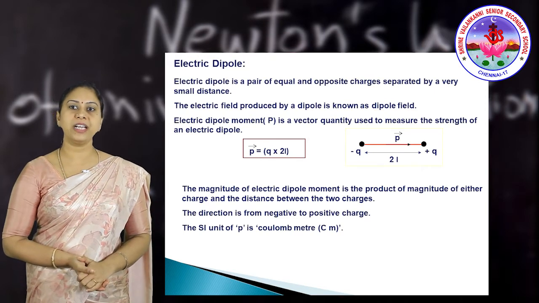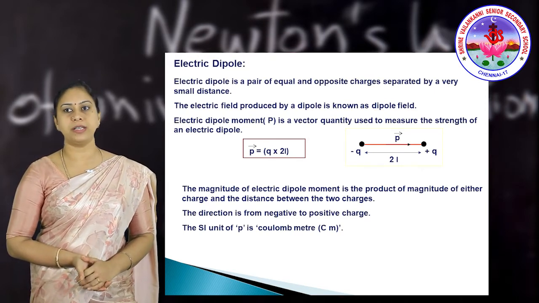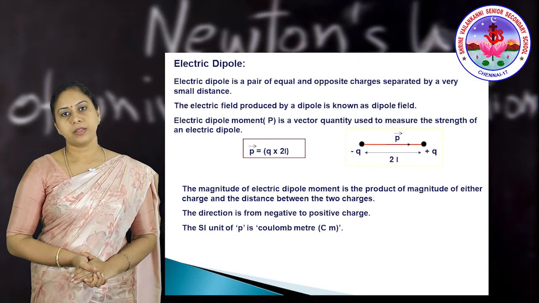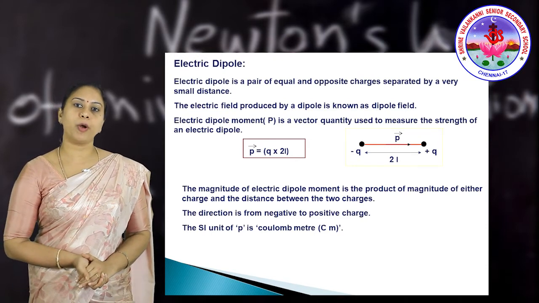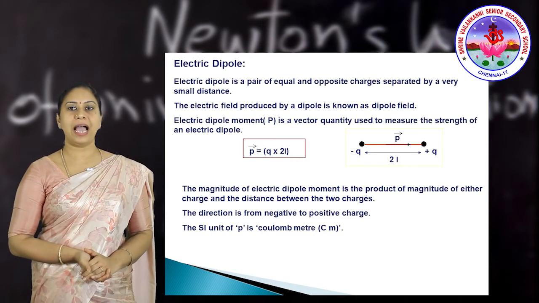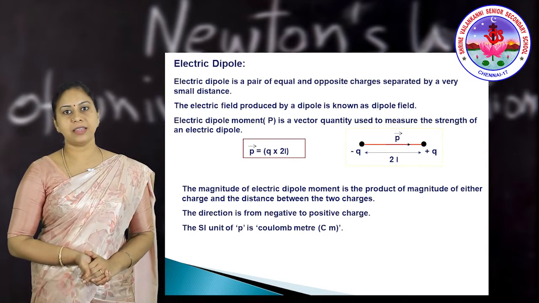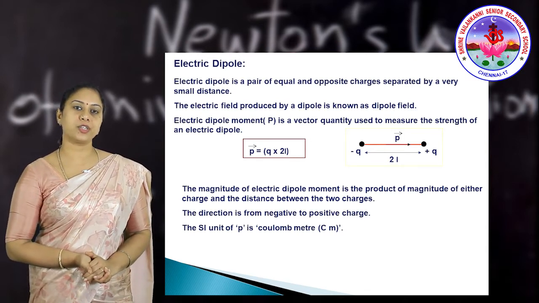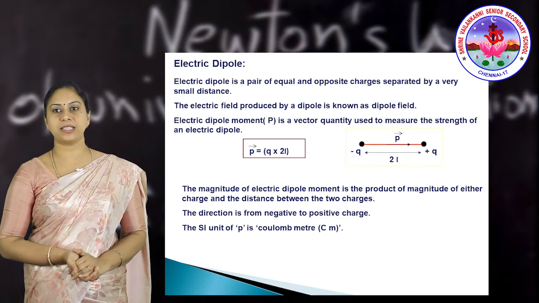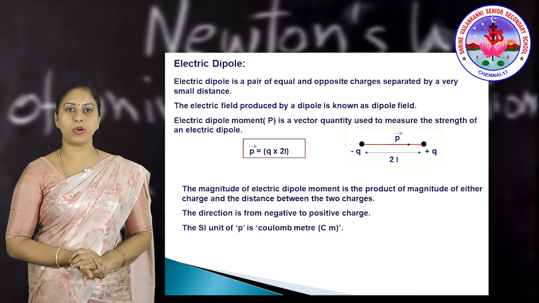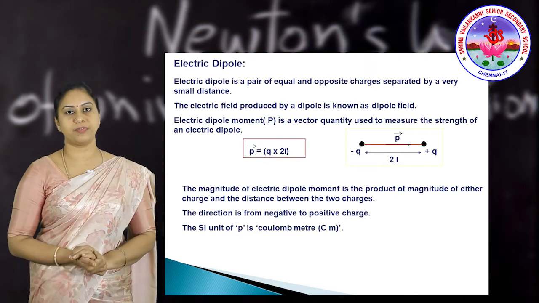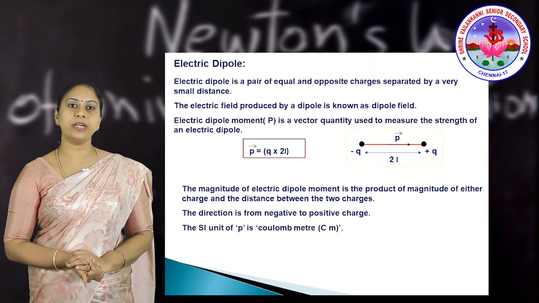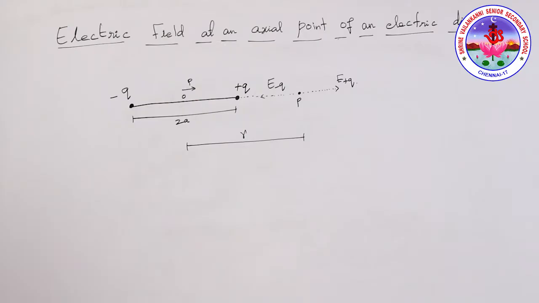So, the magnitude of the electric dipole moment is the product of the magnitude of either charge and the distance between the two charges. The direction of the dipole moment is from the negative to the positive charge. The SI unit is coulomb meter.